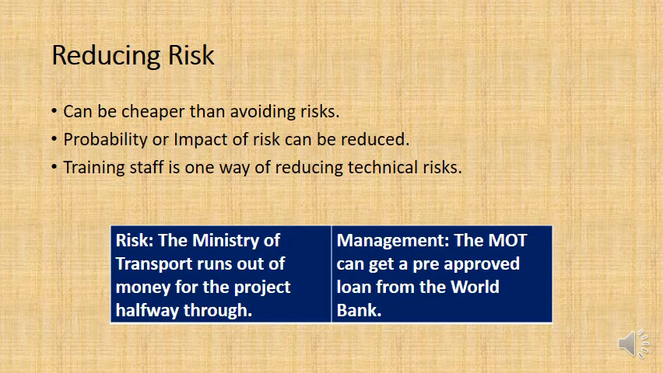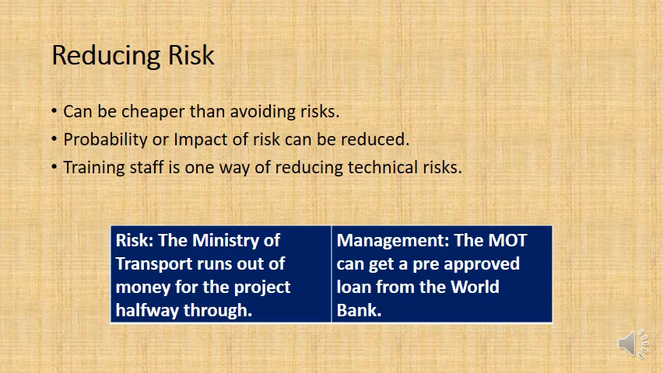Let's look at another risk, the risk that the Ministry of Transport runs out of money for the project halfway through. So I think this was a $20 million impact risk with a 5% probability. Well, one way you could manage this is that the Ministry of Transport could get a pre-approved loan from the World Bank. That means if they run out of money, they can get a mortgage from the World Bank, and the World Bank will pay for the rest of the project, and the Ministry of Transport will pay them back at a later stage.